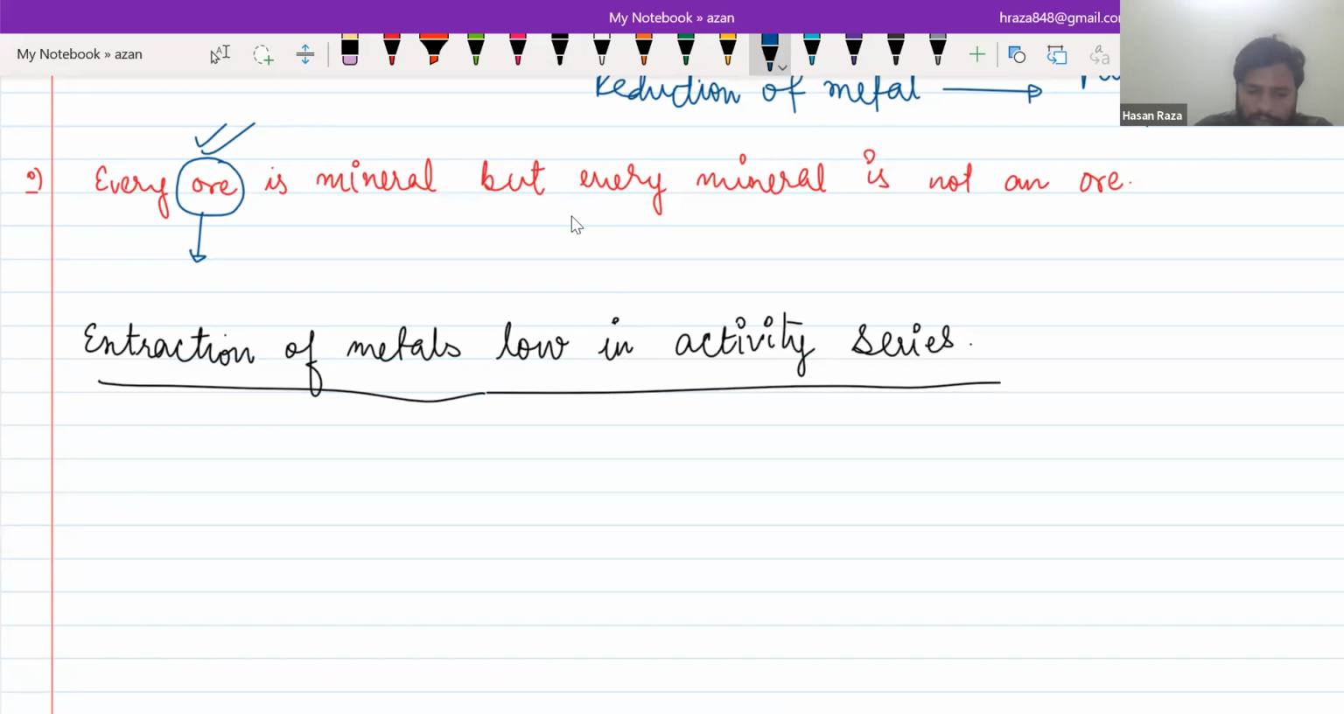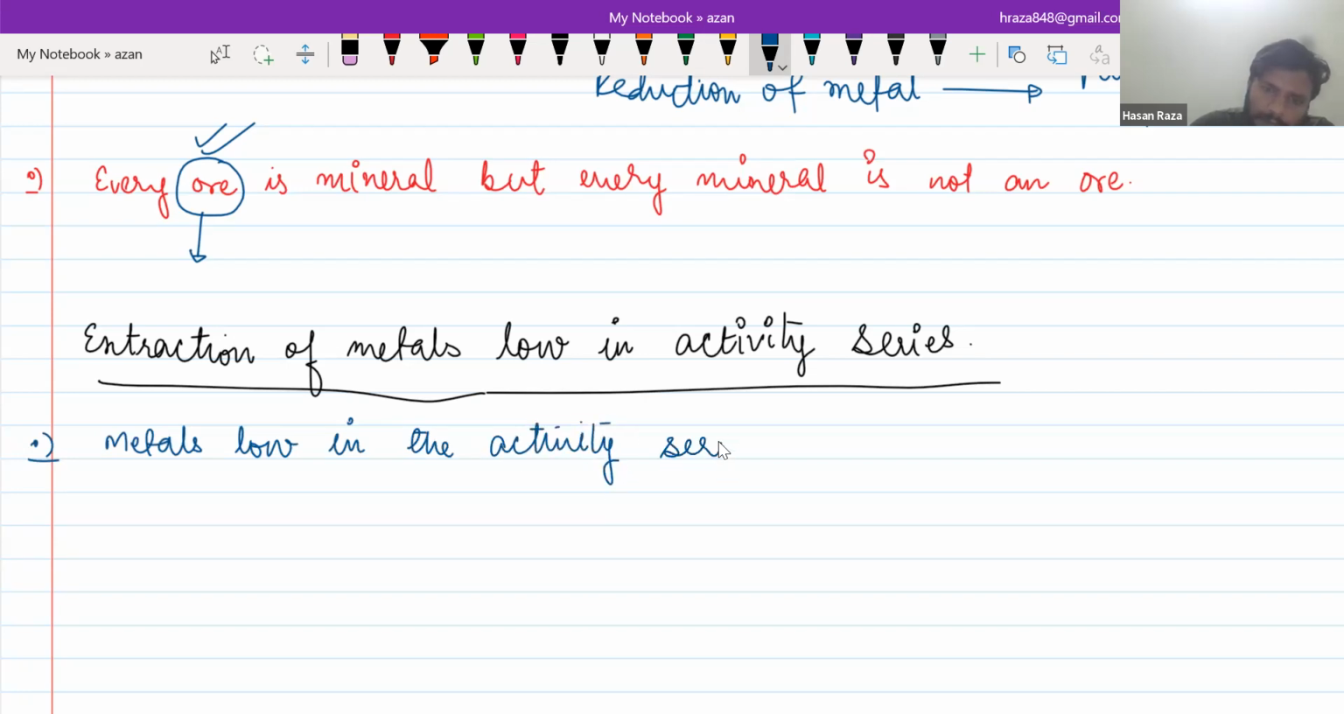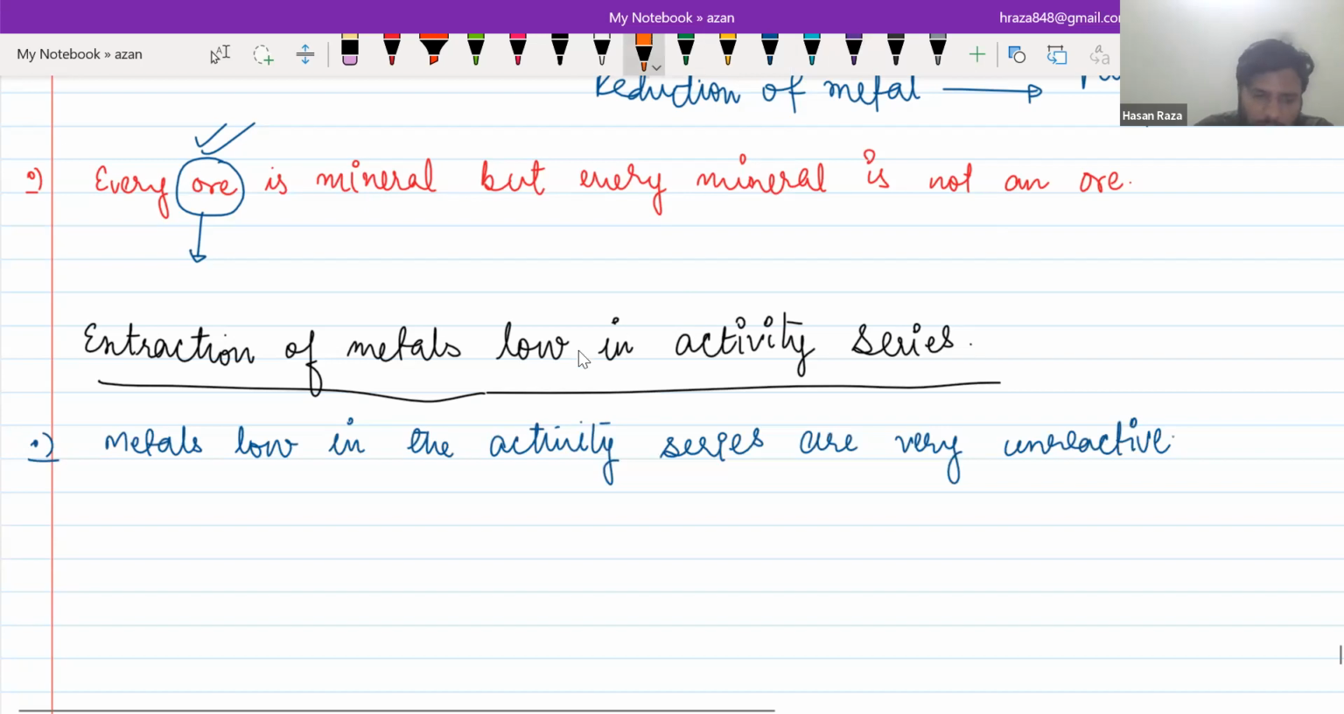First, we are going to oxidize it. Generally, they are unreactive. So I'm going to write metals low in the activity series are very, very unreactive. And if it will be oxidized or react with something, generally they exist in sulfide ore, we just need to heat in the presence of oxygen and you will get the oxide of that metal. Then again, we are going to heat it and we will get our metal.